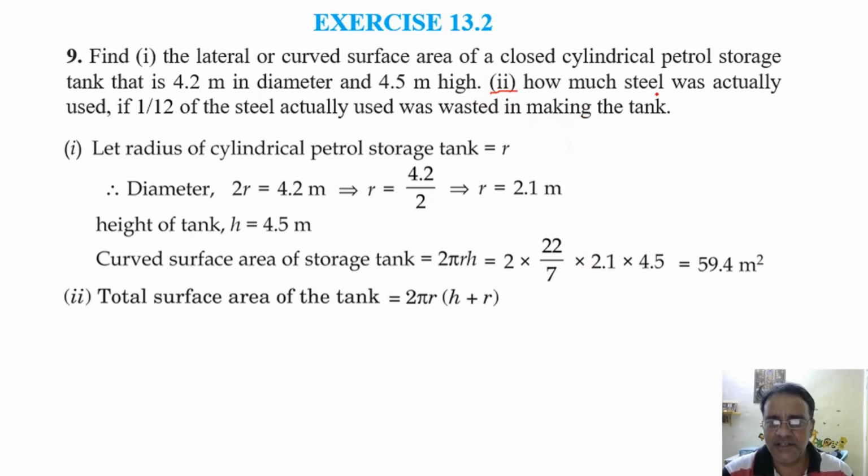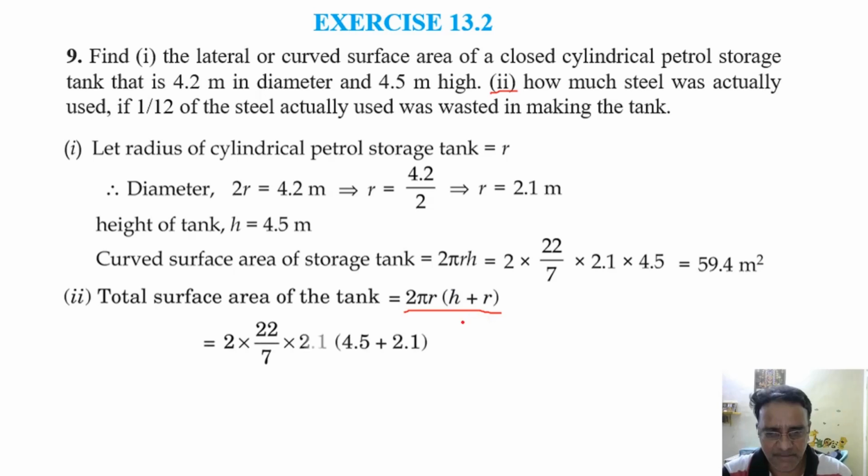Now let us start the second bit. How much steel was actually used? So the total steel used for the tank is the total surface area, that is 2 pi R into R plus H, or H plus R. Now we'll substitute the values here: 2 into 22 by 7 into 2.1, bracket 4.5 plus 2.1. Now we have to find this value.